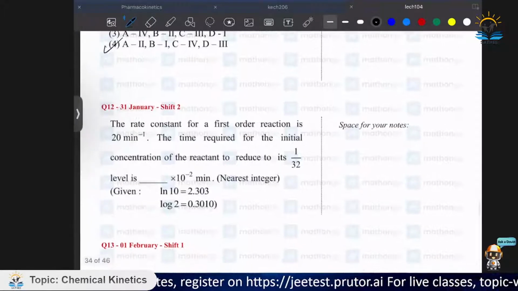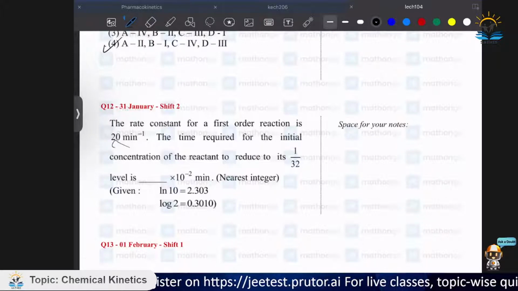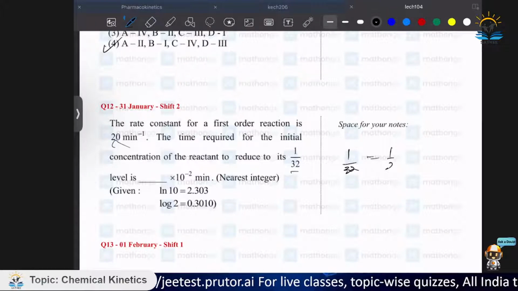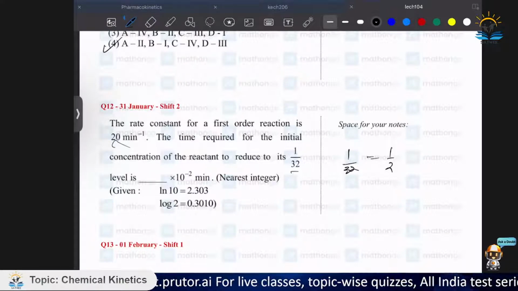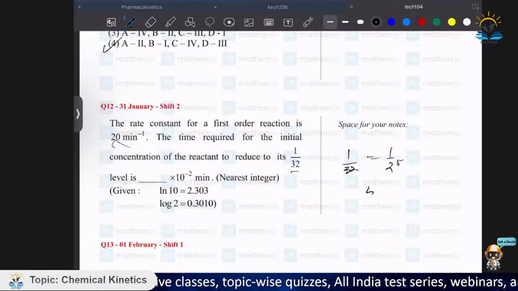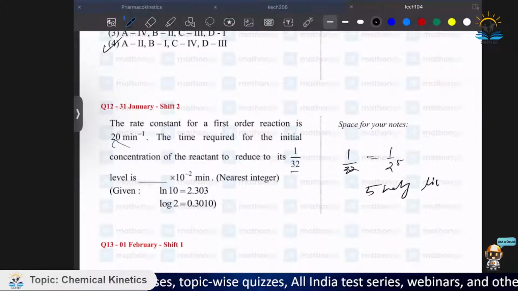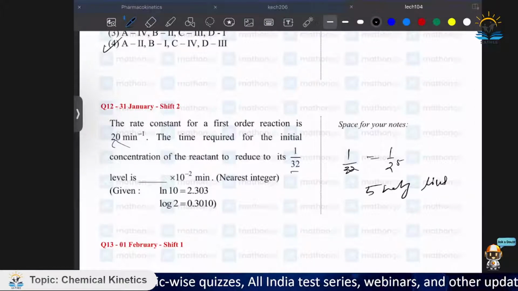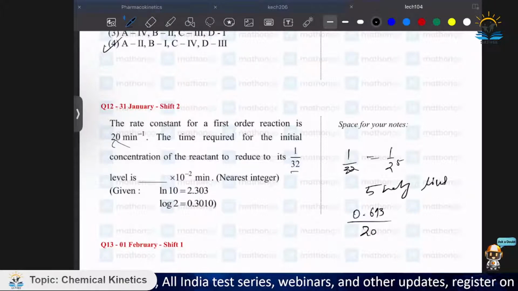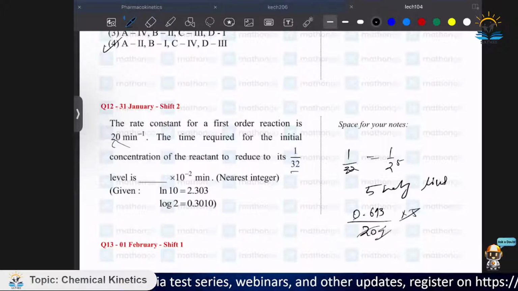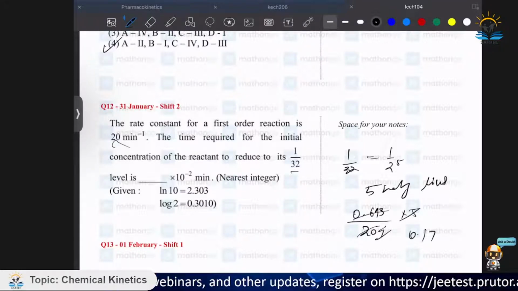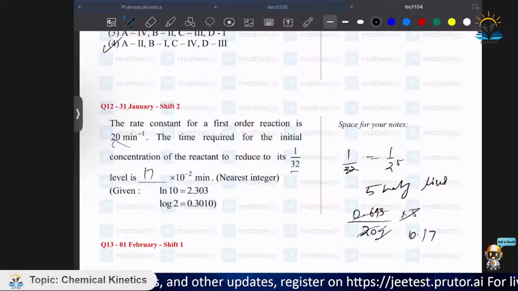The rate constant for a first order reaction is given. The time required for the initial concentration to reach 1 by 32. 1 by 32 is 1 by 2 to the power 5. So yeah, 5 half-lives. 5 half-lives is 0.693 by 20 into 5, which is 0.17 into 10 to the power minus 2.